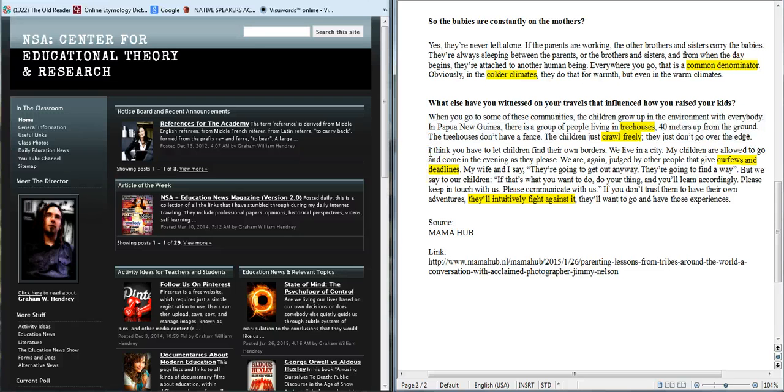I think letting children have the opportunity for free play is extremely important. See some of the other presentations that we have done for information. I think you have to let children find their own borders. We live in a city. My children are allowed to go and come in the evening as they please. We are, again, judged by other people that give curfews and deadlines. My wife and I say, they're going to get out anyway.